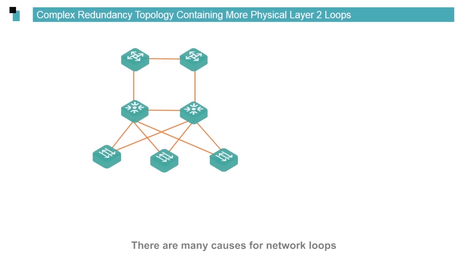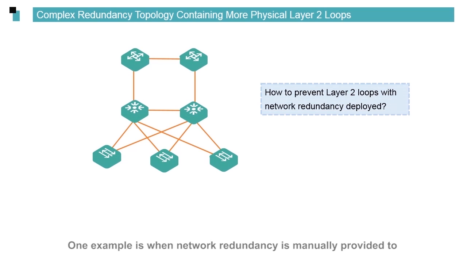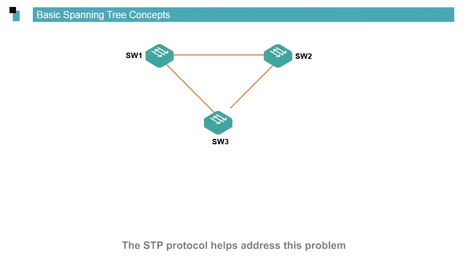There are many causes for network loops. One example is when network redundancy is manually provided to enhance network robustness, a loop may occur. A configuration mistake may also result in a loop. Therefore, it can be a challenge for a network to ensure redundancy and prevent loops. The STP protocol helps address this problem.